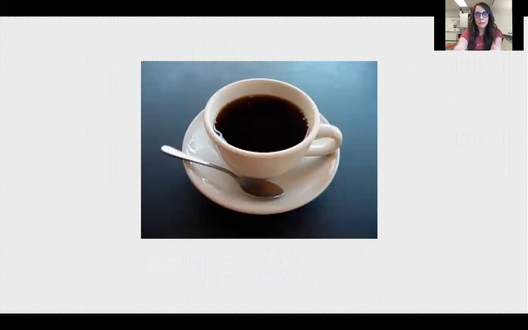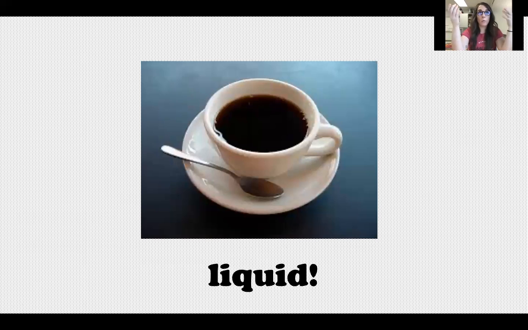Coffee. Talking about the coffee in the cup. That is solid, liquid, or gas. That is also a liquid, right? Again, we know it's a liquid because it takes the shape of its container. Like every morning I take my coffee pot and I pour the coffee into my coffee cup. You guys know I always spill my coffee, so it can definitely be spilled. So it is for sure a liquid.